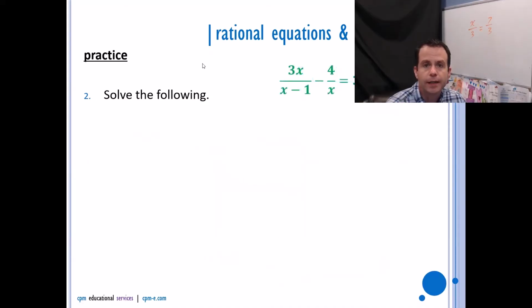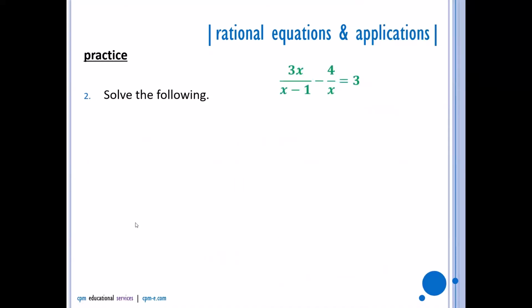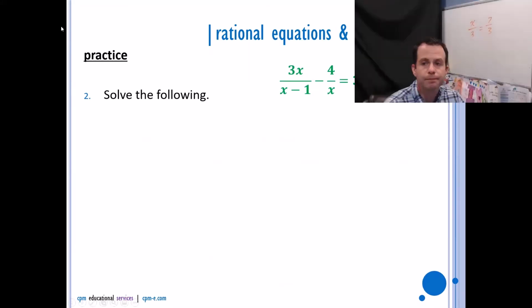Awesome. Okay, let's give this one a try, just in case you can't see the question. It's 3x over x minus 1 minus 4 over x equals 3. So I need to talk about NPVs first. X can't equal 0 and x can't equal 1.